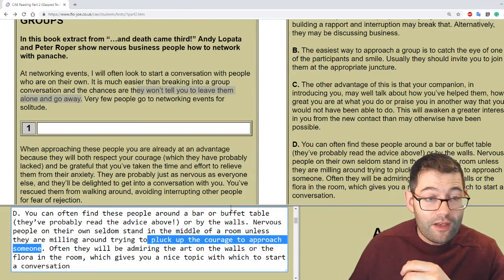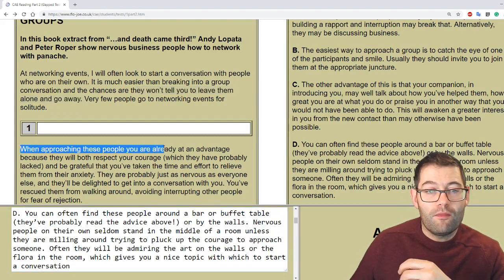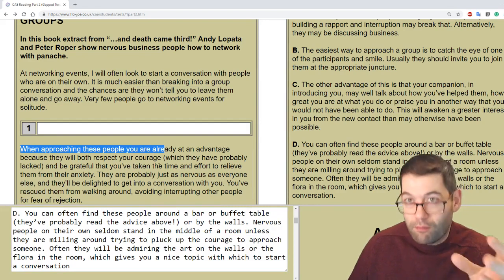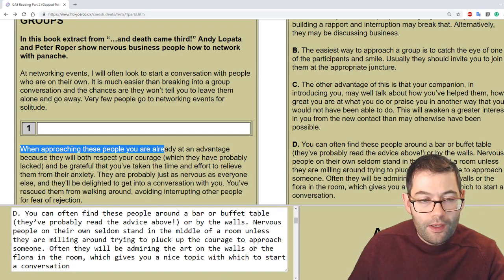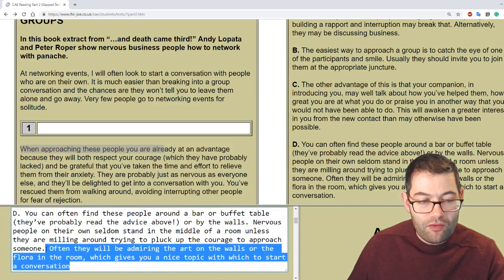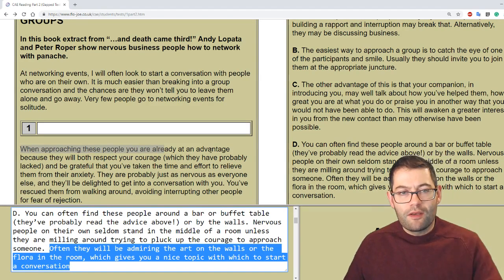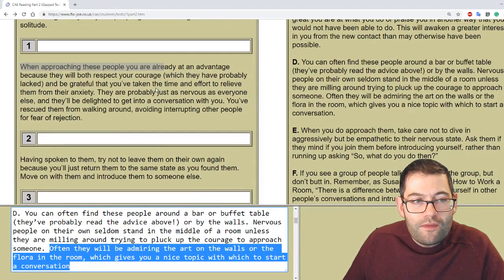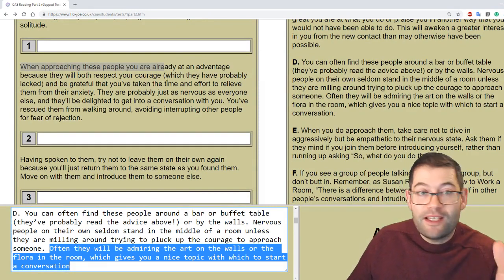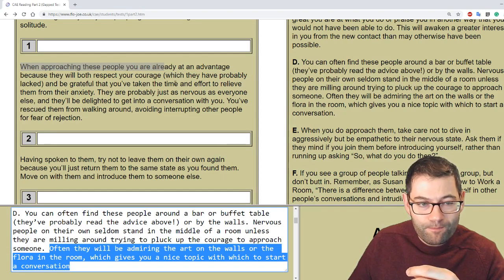Indeed, this follows after the gap, because it says when approaching these people, and then it goes on to explain why that's the case when you approach people who are on their own. Indeed, the answer even gives you topics for you to discuss when approaching people on their own. So, perfect fit for question number 1 is D. This paragraph then goes on to how happy these people are, or how perhaps easy it is to start talking to people on their own.